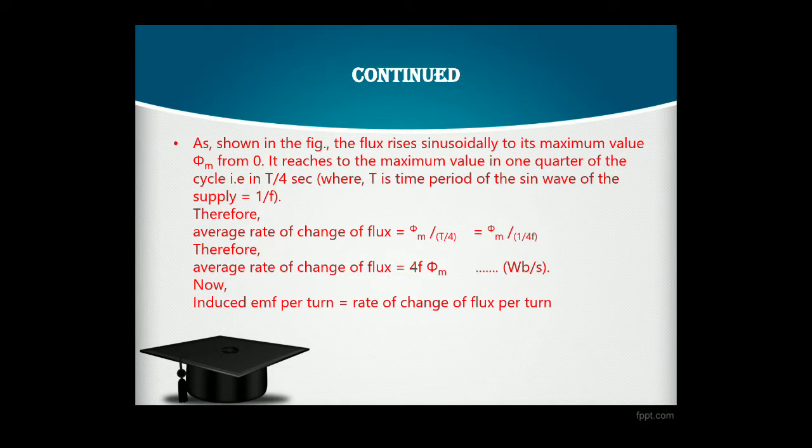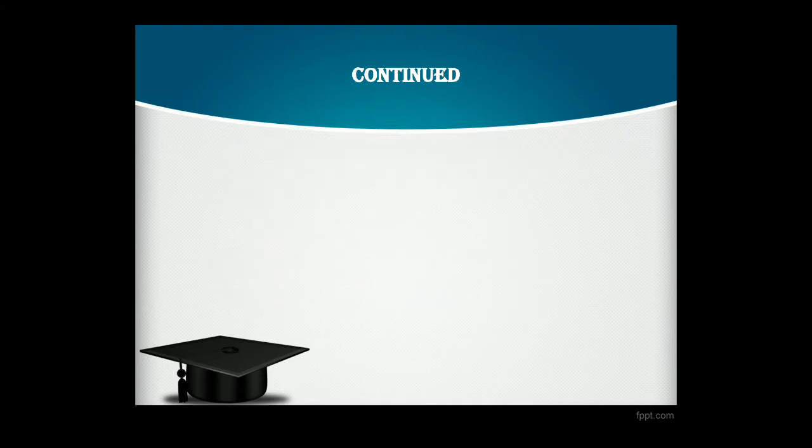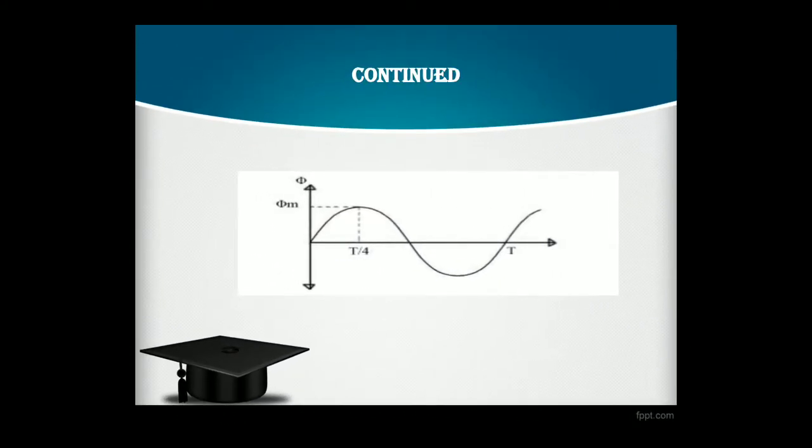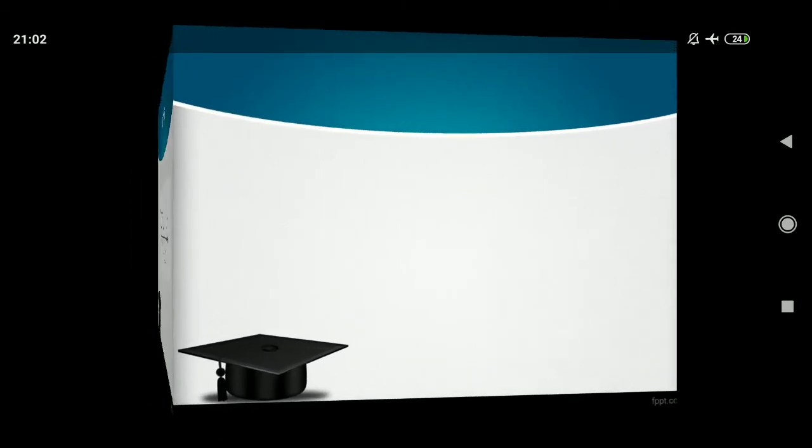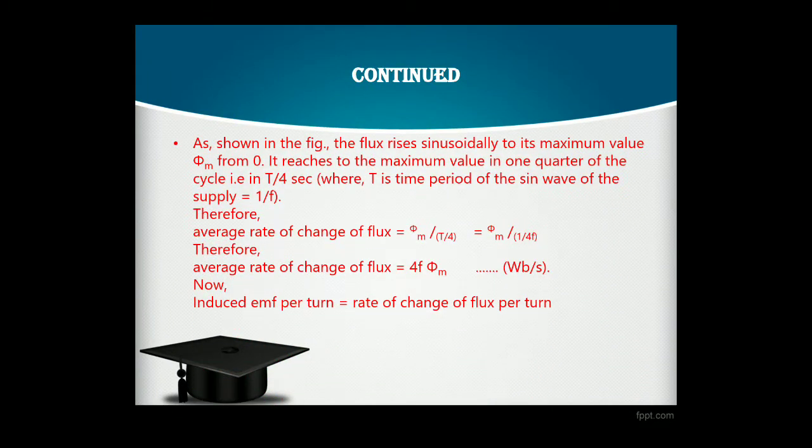As in the figure in the previous slide, the flux rises sinusoidally from 0 to its maximum value phi m. It reaches the maximum value in 1/4 of the cycle, that is T/4 seconds, where T is the time period of the sine wave of the supply, equal to 1/f, where f means the frequency.